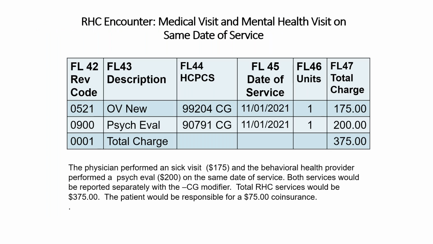One time when we do need two CG modifiers is when we have a medical visit and a mental health visit on the same day. In that case, both lines get a CG modifier, nothing rolls up to each other, and we will receive two all-inclusive rate payments. So that's a time where we use two CG modifiers, when we have a medical visit and a mental health visit in the same day.